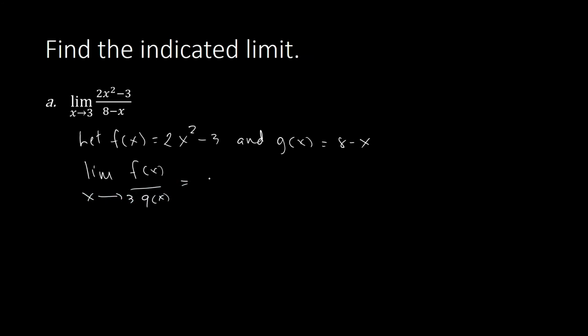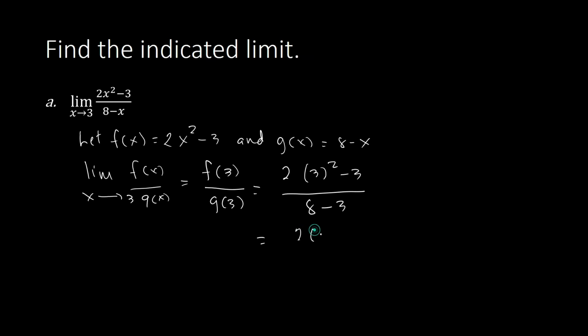So we have a theorem for this. What we do is we just evaluate the rational function when x is equal to 3. And what is that equal to? So this is direct substitution. That is 2 times 9 minus 3 divided by 5. This one is 18, and then minus 3, that's 15, divided by 5, that is 3.